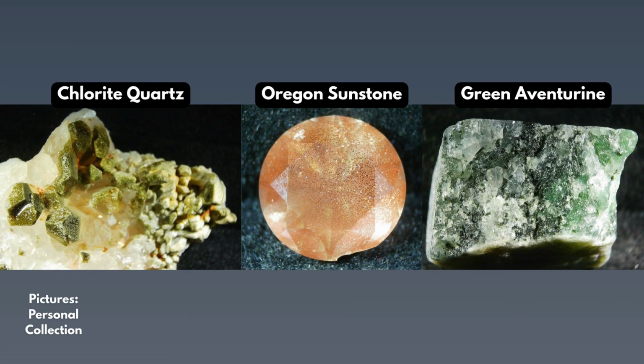So here we have chlorite quartz, which is quartz with chlorite inclusions. Those green bits up at the top are caused by chlorite within the quartz. And then we've got an Oregon sunstone, which is similar to a regular sunstone, except instead of hematite, it's got copper flakes in it. It's kind of like glitter. And then we've got a green aventurine, which, like I said before, the green color is caused by fuchsite.